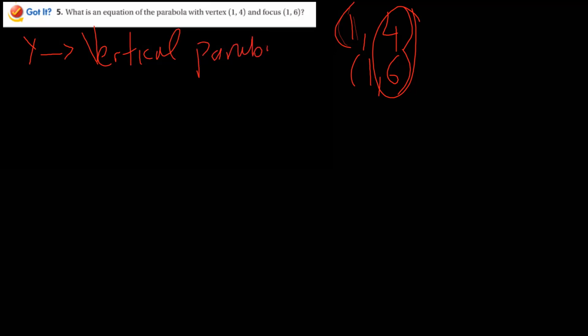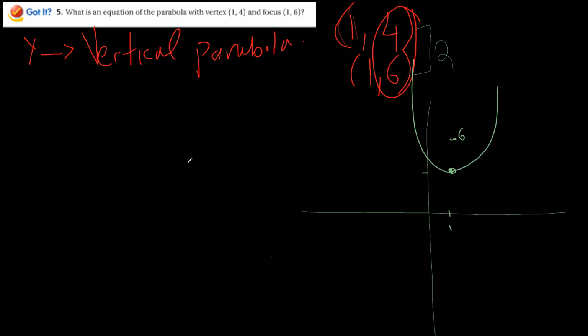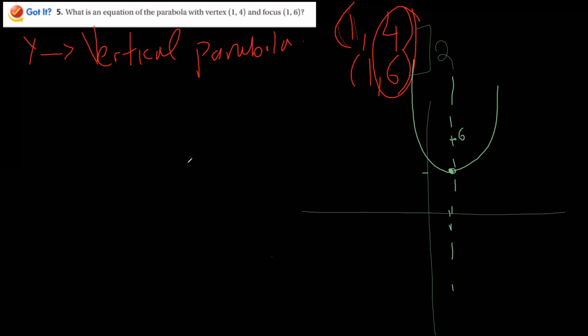And who can tell me what is the value of c? It's 6 minus 4, which is 2. Thank you. Now, because it is 2, the vertex here is 1, 4, and the focus is 1, 6. So it could be like this now. Here is the line of symmetry. Here is 1, 4. Here is 1, 6. So from the graph or from the numbers, we can conclude that it is vertical and c is 2.